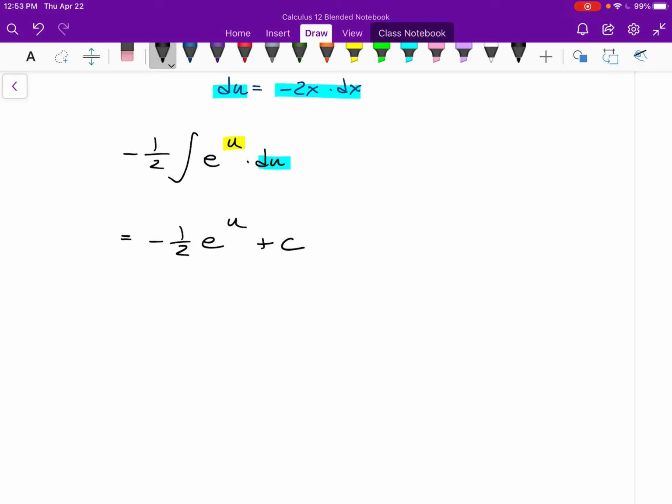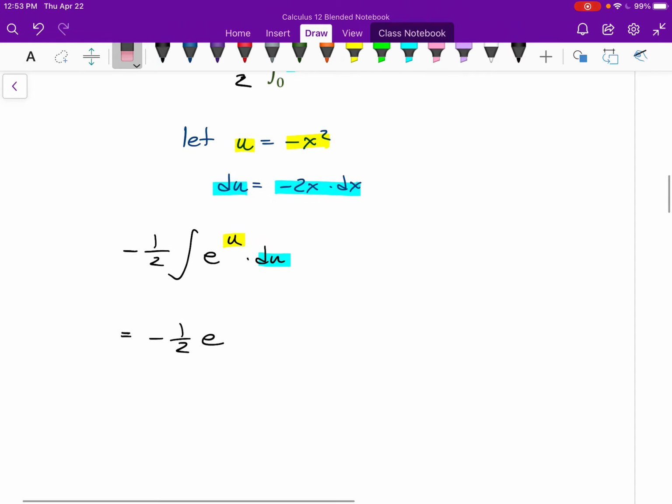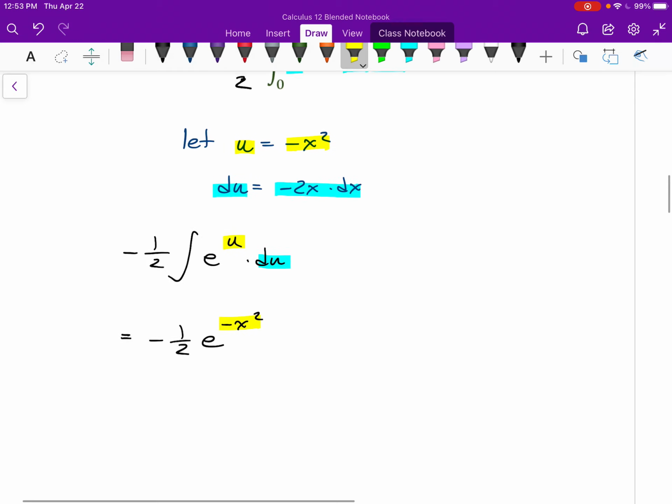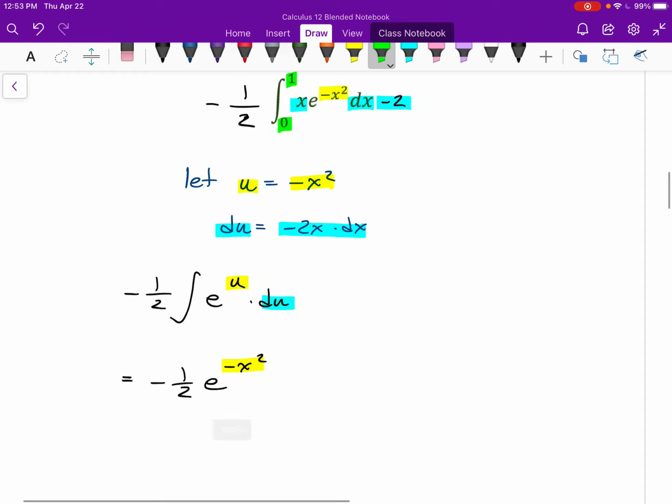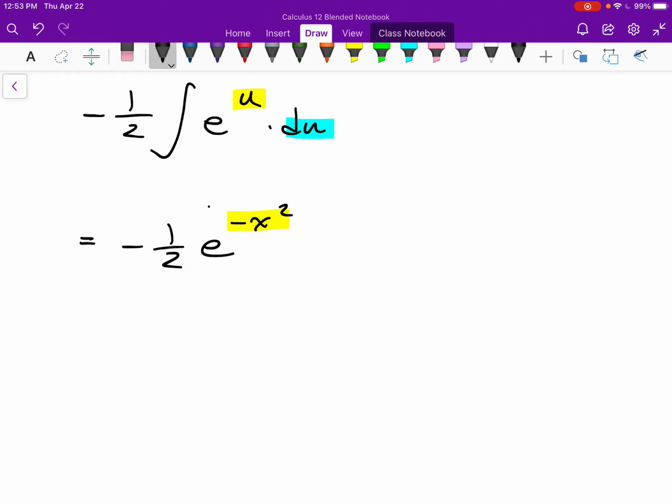Now, that's my antiderivative, although I'll do a few things. I don't really need the constant, because again, I'm going to use the antiderivative, and that u, I want to change back to minus x squared. All right, and again, this is what I want to use the fundamental theorem of calculus part 2 for, with these two bounds of 0 and 1. And again, that negative 1/2, I'm just going to leave outside of it because it's a constant. So I'll just go like this.